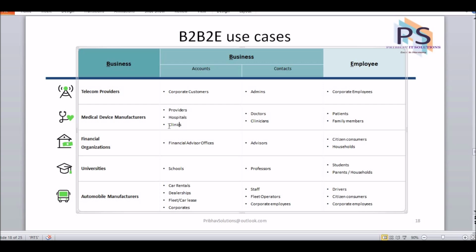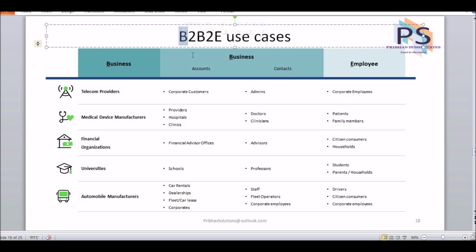And the contact people for that particular organization are the doctors and clinicians who are basically going to use that product on their patients or the family members. So if they use it on their family members or their own employees, that model is called B2B2E. If they are only using it for the patients or the further consumers, that model might be B2B2C. But if they are selling further to these people, then that service provided by the initial service provider is called B2B2C.